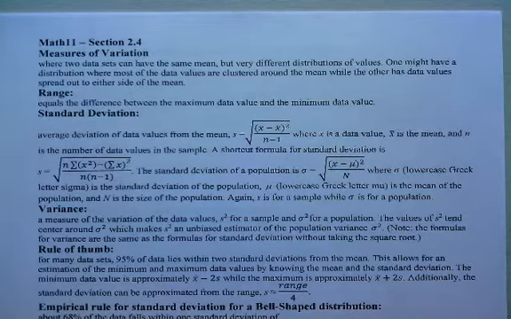So what we're looking at here is just how spread out the data is. So first off, range equals the difference between the minimum data value and the maximum data value. And then we have standard deviation, which is the term that we're going to be using the most. It is the average deviation, the average difference of data values from the mean.